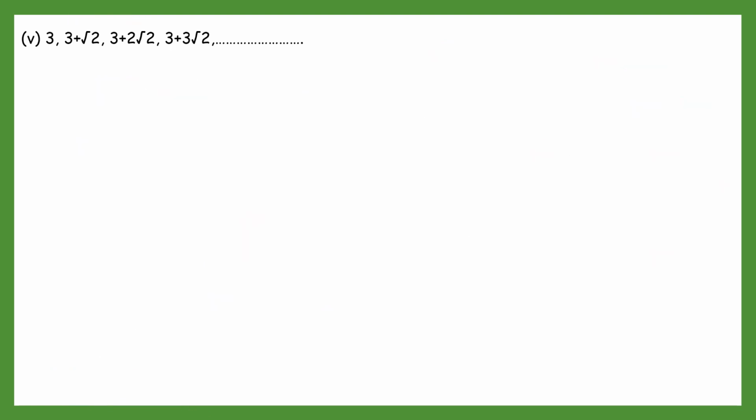Now next question. The terms given are 3, 3 plus root 2, 3 plus 2 root 2, 3 plus 3 root 2. So the first term given, A1, is equal to 3, A2 is equal to 3 plus root 2, A3 is equal to 3 plus 2 root 2, A4 is equal to 3 plus 3 root 2.